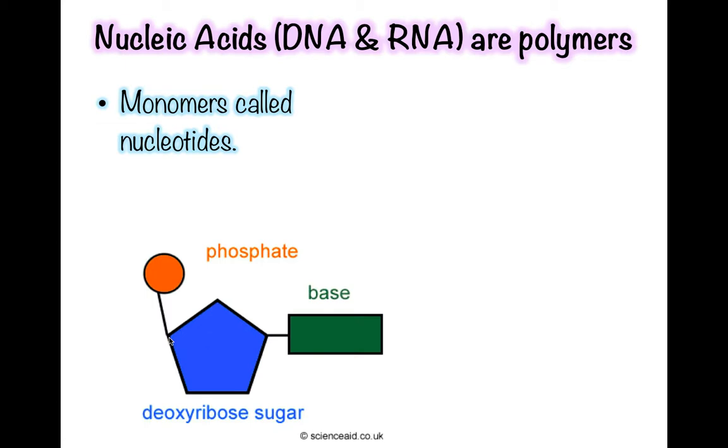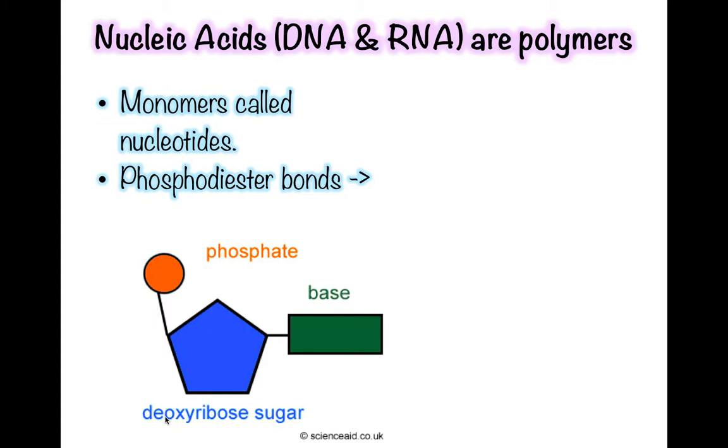So now that we have a monomer, we need to join those monomers together to make a polymer. The monomers are joined together in nucleic acids by phosphodiester bonds, which, as the name suggests, involves the phosphate part of the nucleotide. What happens is the third carbon, carbon 3 of the sugar, will bond to the phosphate group of the next nucleotide.